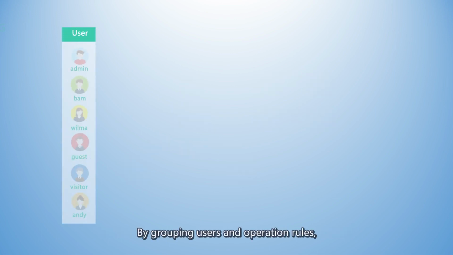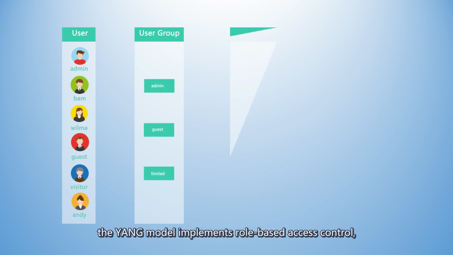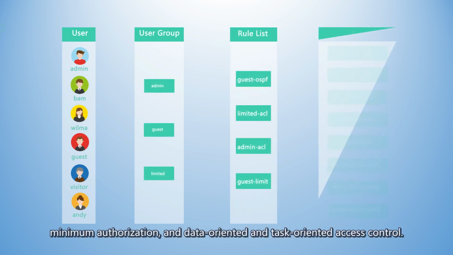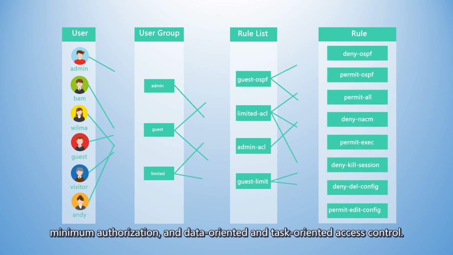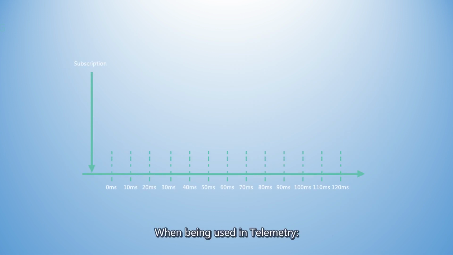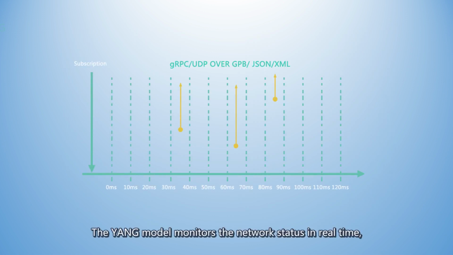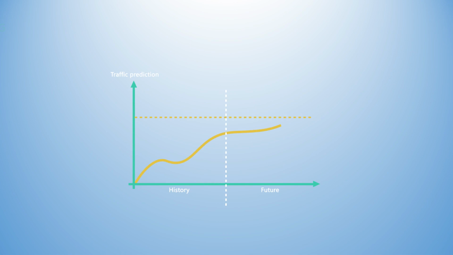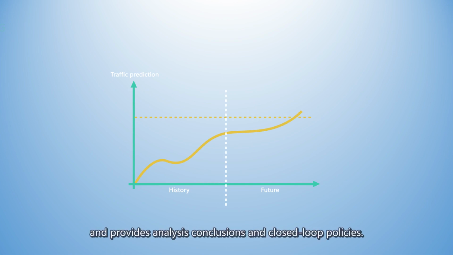By grouping users and operation rules, the YANG model implements role-based access control, minimum authorization, and data-oriented and task-oriented access control. In addition, the YANG model checks the consistency of access control lists across devices to ensure that network devices have consistent policies. When being used in telemetry, the YANG model monitors the network status in real time, predicts network faults and risks, analyzes O&M data, quickly locates network problems, and provides analysis, conclusions, and closed-loop policies.